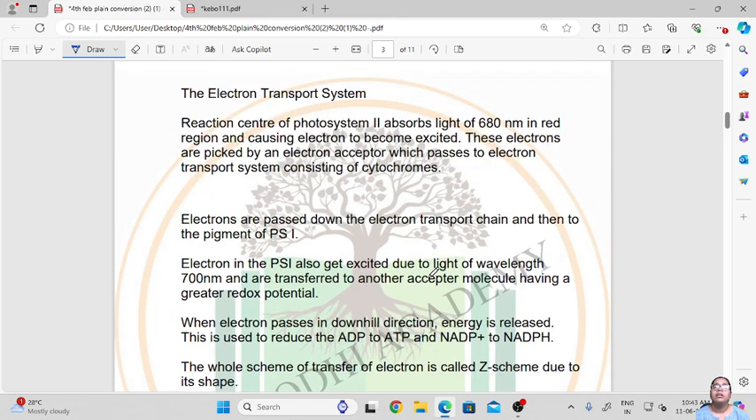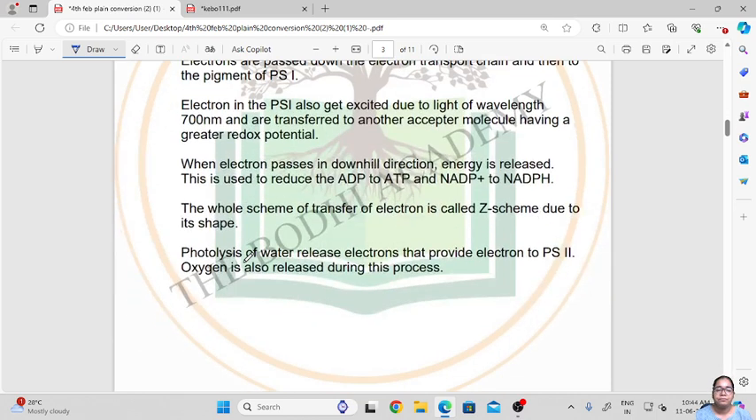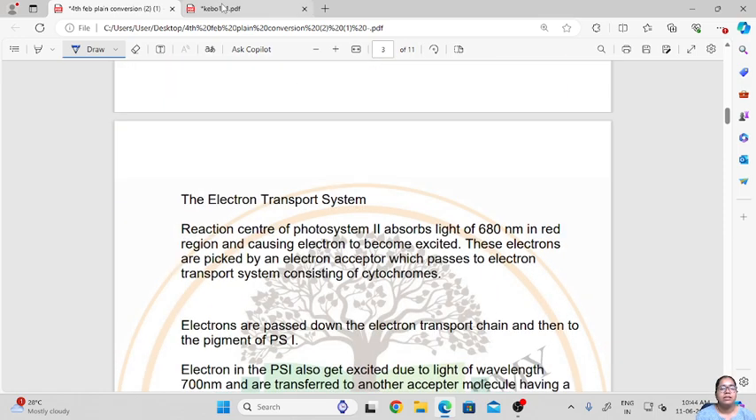So basically the process of photosynthesis takes place in the PS1 and PS2 system, that is photosystem 1 and photosystem 2, and this is how the electrons are transported. The photolysis of water releases the electron that provides electrons to PS2, and this is how oxygen is released during this process. So this is the basic process of photosynthesis, and this takes place in a Z scheme manner. So let us see the image now.